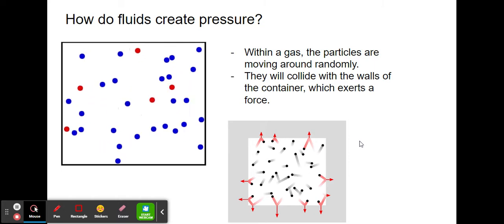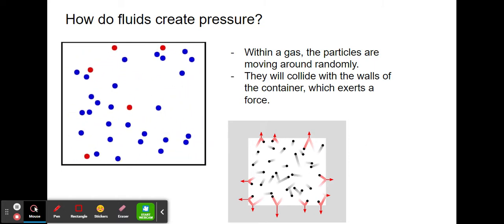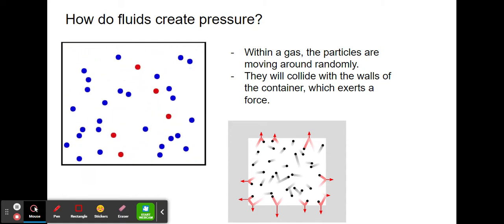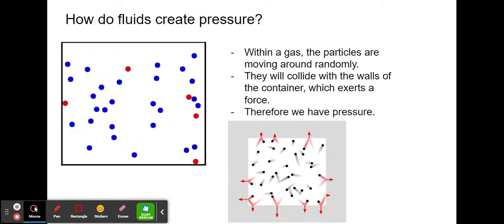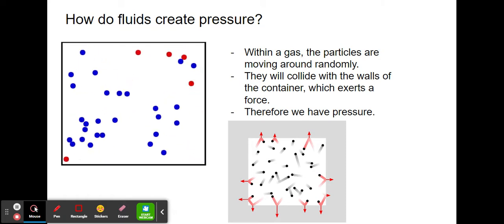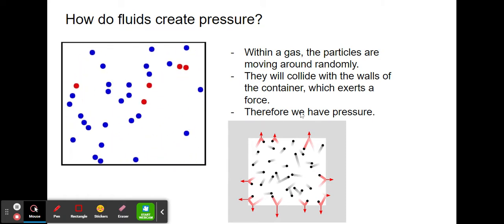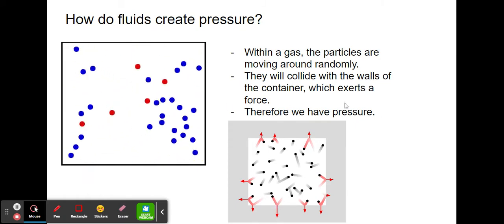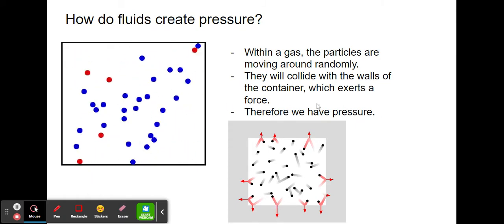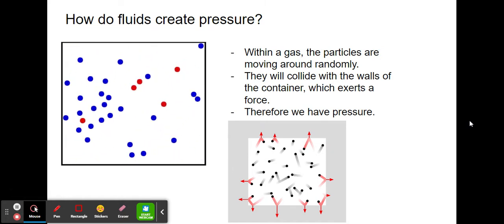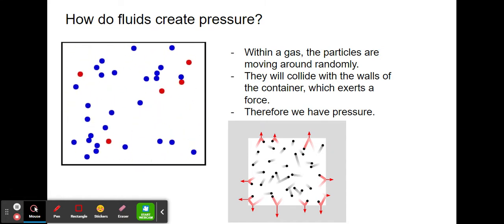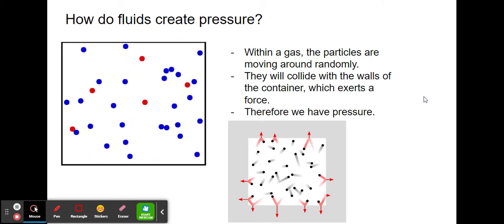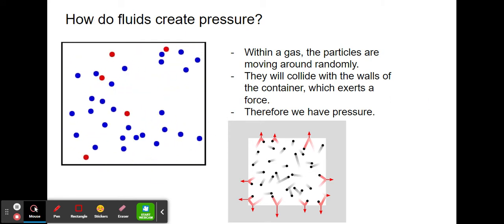Now, for one individual particle, this force is going to be quite small. However, remember, we've got lots and lots of particles all doing this. So this force is going to add up. If we have a force acting on a particular area, we know we are going to have pressure. So this is how pressure within a fluid is created. Remember that a similar thing is going to happen when we have a liquid. However, in a liquid, the particles aren't moving around like this, they are moving over each other while still touching.